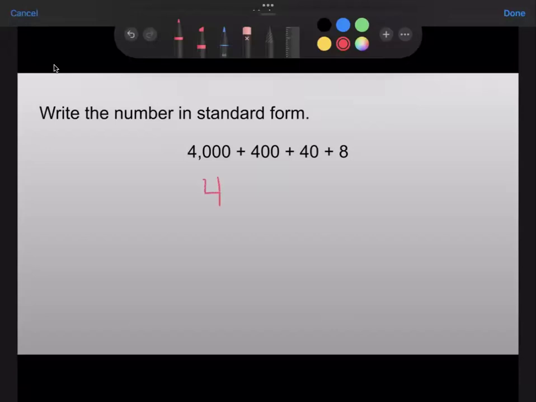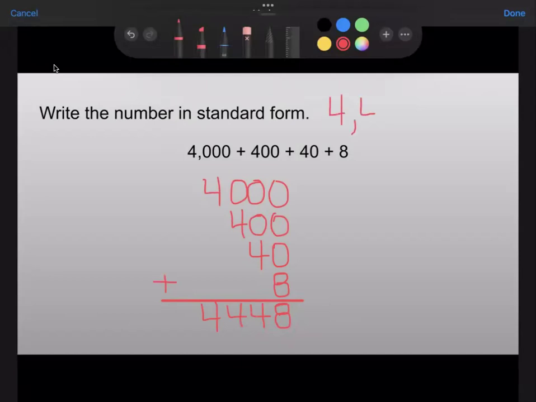So 4,000 is our first number. 400 is our second number. 40 is our next number, and 8 is our last number. If I go ahead and add these all up like I normally would, I'd end up with an 8 in the ones, 4 in the tens, 4 in the hundreds, and 4 in the thousands. So this number would be 4,448 written in standard form.